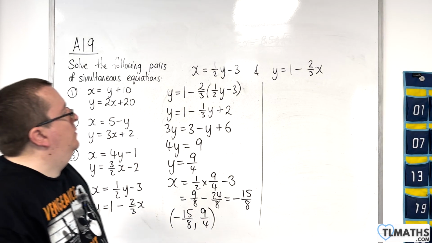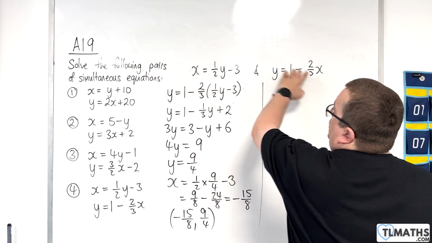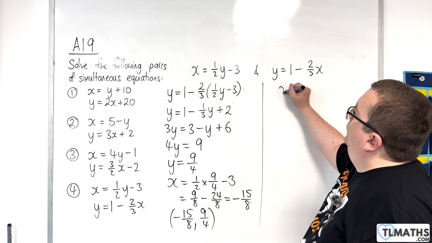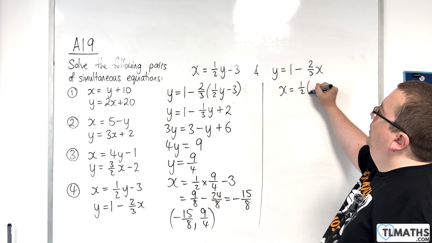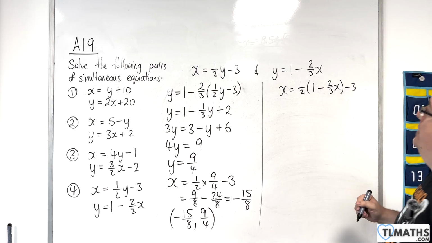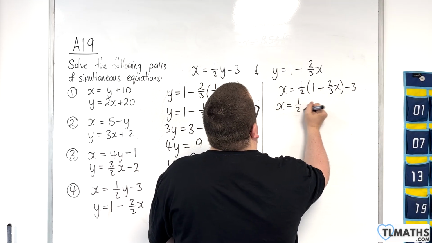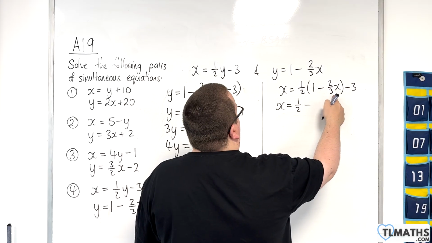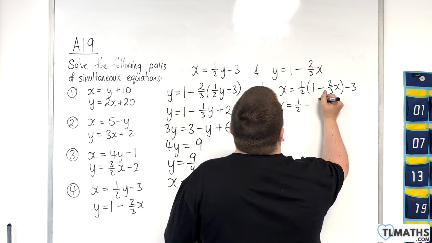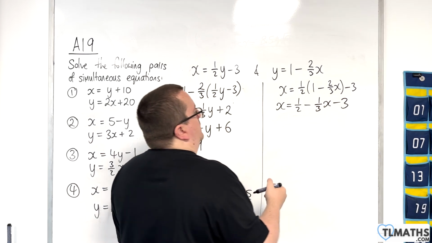Okay, so let's now do this equation substituted into that one. So x is 1/2 of 1 take away 2/3 x take away 3. So we'll expand the bracket. So 1/2 take away. Now a half times 2/3 is 2/6, so 1/3. So minus 1/3 x, and then we've got the take away 3.